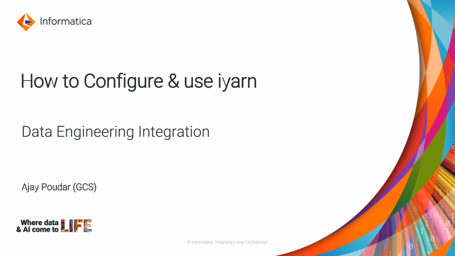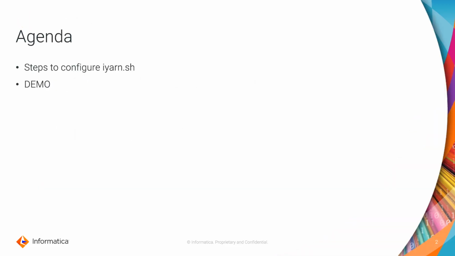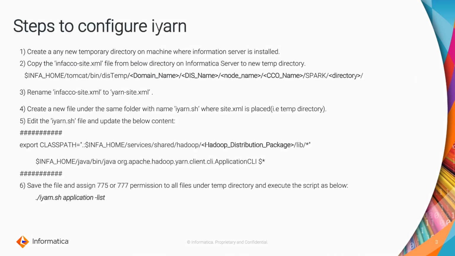As a part of today's presentation, we are going to see how to configure and use iyarn. We'll be discussing this agenda: steps to configure iyarn and the demo. So why do we configure iyarn? This is to check or validate external connectivity and the functionality to the Hadoop cluster from the Linux machine where Informatica is installed. Now let's see the steps to configure iyarn.